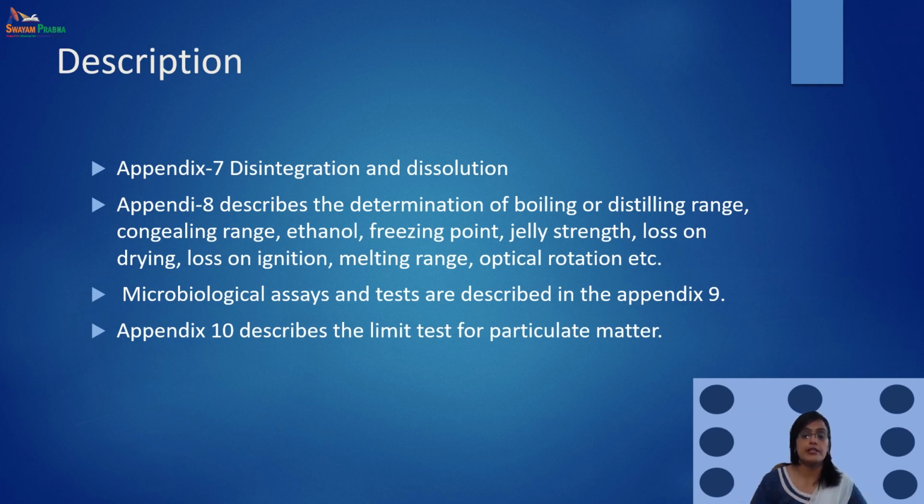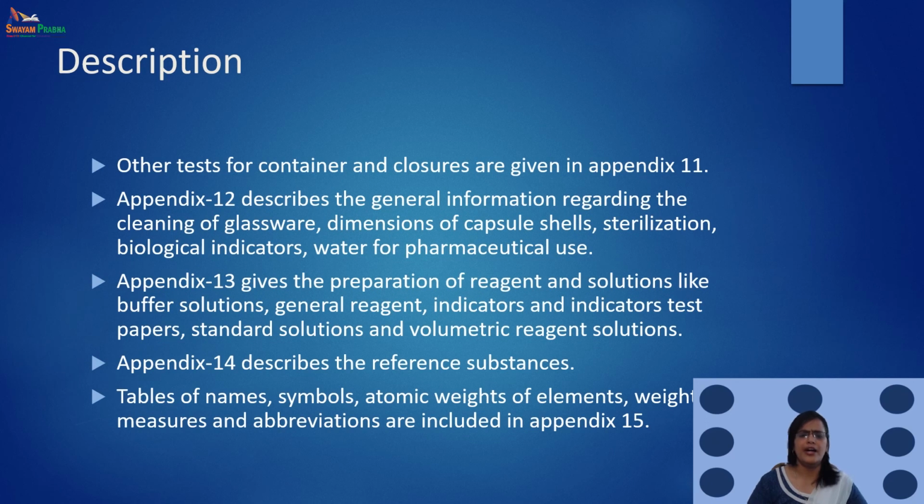Say for example, Appendix 9 contains the microbiological assays and tests. And Appendix 10 describes the limit tests for particular matter. And other tests and containers and closures are given in Appendix 11. So if you want to refer to any specifications for containers and closures as per the Indian Pharmacopoeia, you have to refer to Appendix 11. Appendix 12 describes general information regarding the cleaning of glassware, dimensions of capsule shells, sterilization procedures, biological indicators, and water for pharmaceutical use.